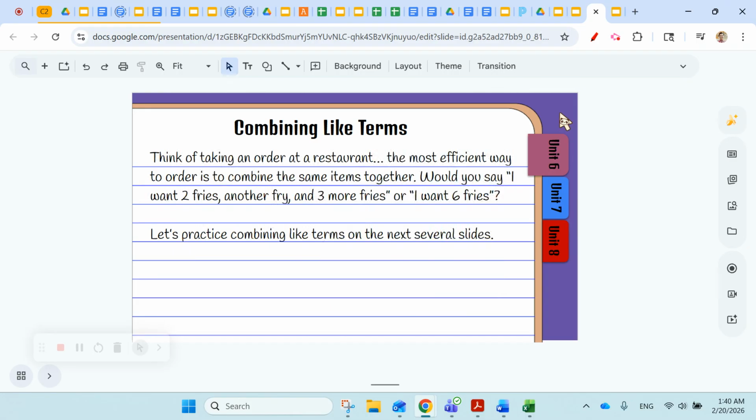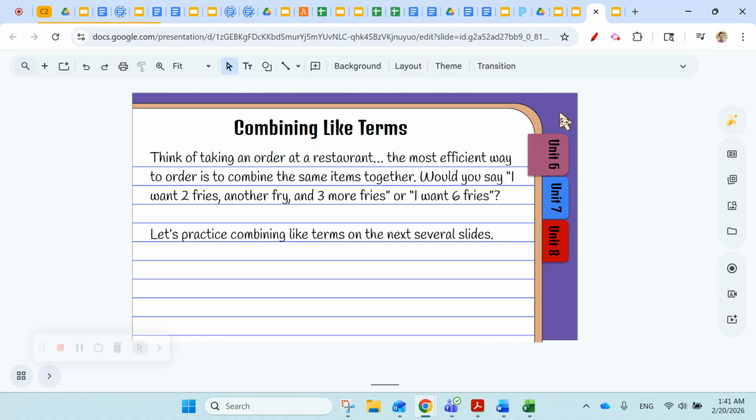All right. Think of taking an order at a restaurant. The most efficient way to order is to combine the same items together, right? So I wouldn't say, I want 2 fries, another fry, oh, give me 3 more fries. I would say, I want 6 orders of fries, right? So the whole purpose of combining like terms is to make things easier to understand. It makes things shorter so that we're not doing so much math.